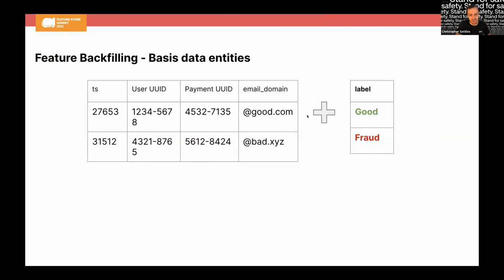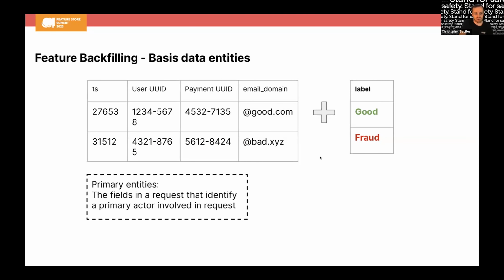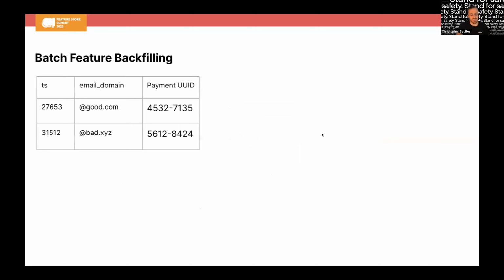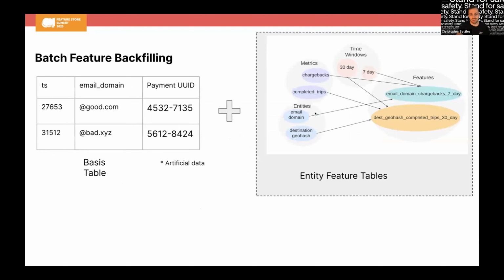So the first observation here is that in our basis data tables, we have a few different kinds of entities. We have primary entities. These entities define the primary actors that are involved in a request. Here we have the user, they're the ones making a trip. And then we also have secondary entities. These entities are the entities that are shared among multiple primary actors. For example, the same user may share the same payment, or maybe even share the same email domain. And the observation there is that when we do batch feature backfilling, we can take those secondary entities and pre-compute some kind of entity feature tables across many different metrics to provide feature values for every entity value.